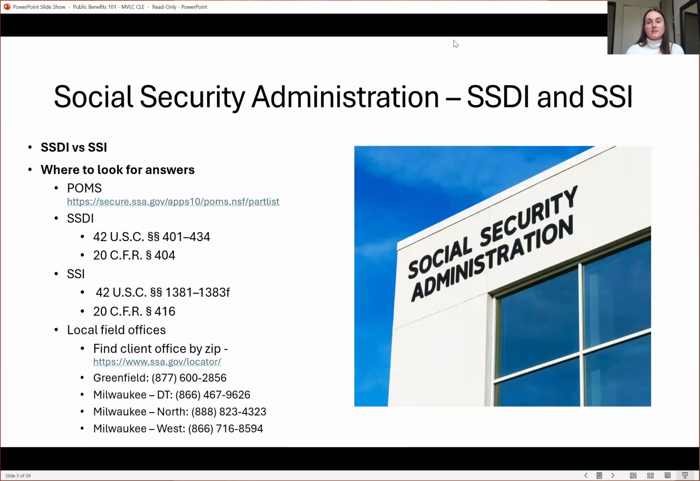So to jump right in, to start with the Social Security Administration benefits, we're going to go over SSDI, supplemental security income, or SSI. There's a lot of misconception and confusion between these two benefits because they can both be based on disability. You'll have clients that'll just very simply say, I'm on disability, or I get disability, and it's sometimes difficult to tell what benefit they could be referring to. But there are a lot of differences between the two, and we'll go over those briefly in a second.